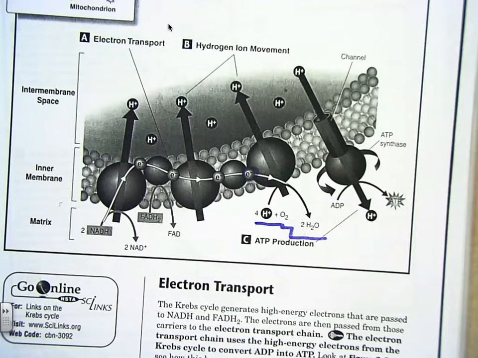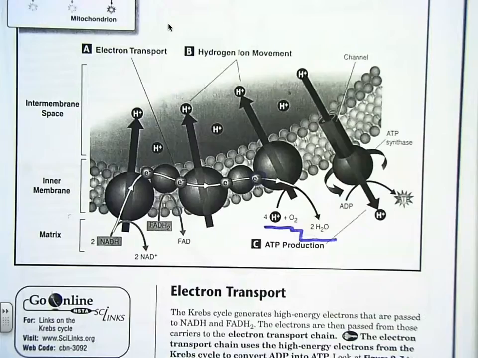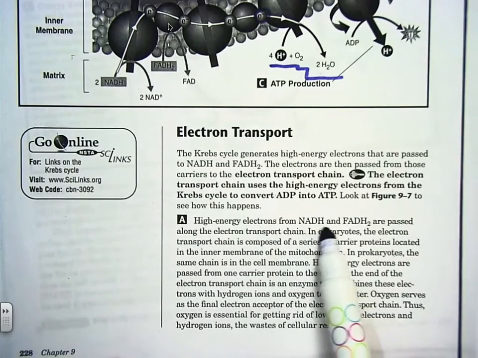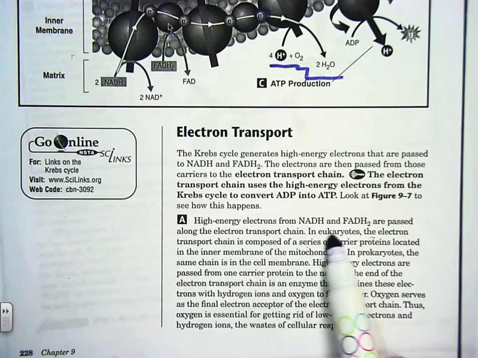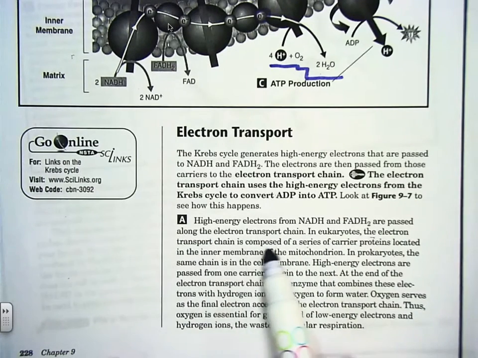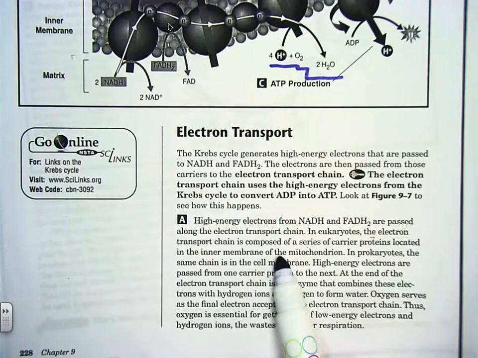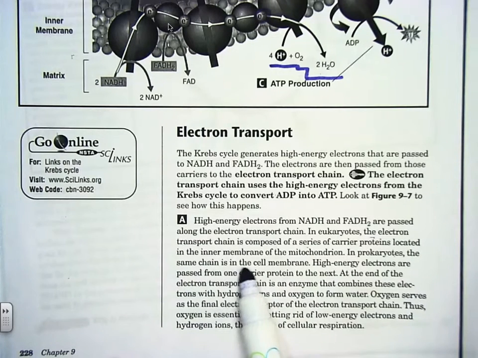Moving right along. Let's keep reading. Let's read A together. High energy electrons from NADH and FADH2 are passed along the electron transport chain. In eukaryotes, the electron transport chain is composed of a series of carrier proteins located in the inner membrane of the mitochondrion. In prokaryotes, the same chain is in the cell membrane.